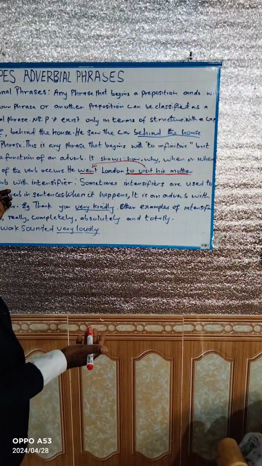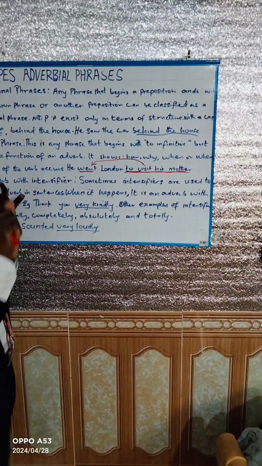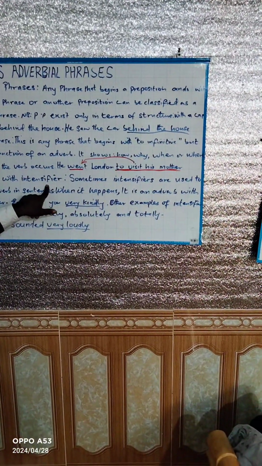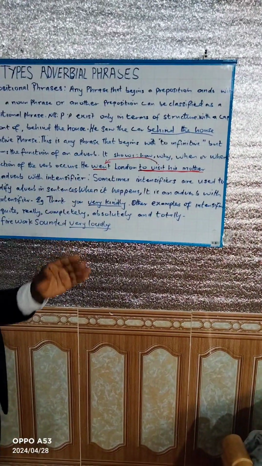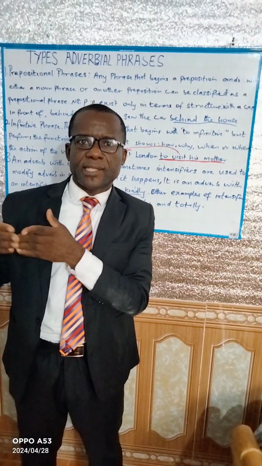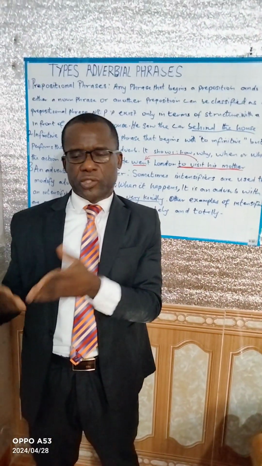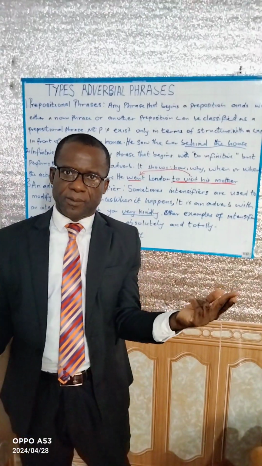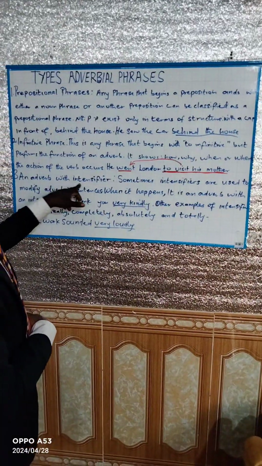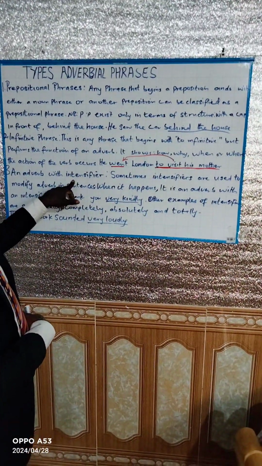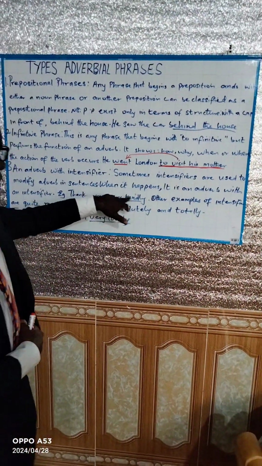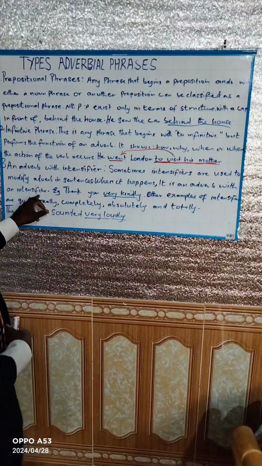We also have the last type, which is what? An adverb with intensifier. So in grammar, we can have an adverb being modified by an intensifier. So something like having two adverbs together. When you have that, it's called an adverb with an intensifier. Example: when it happens, it is an adverb with an intensifier, of course, yes.